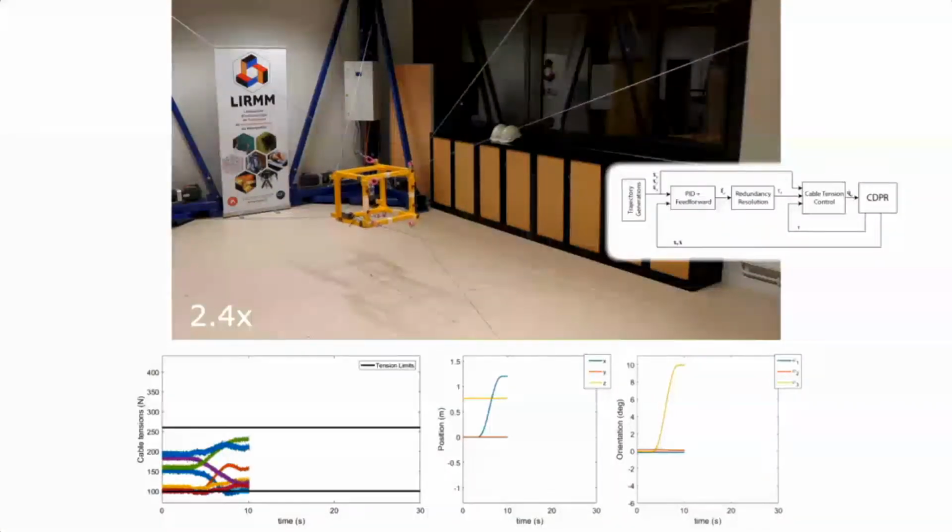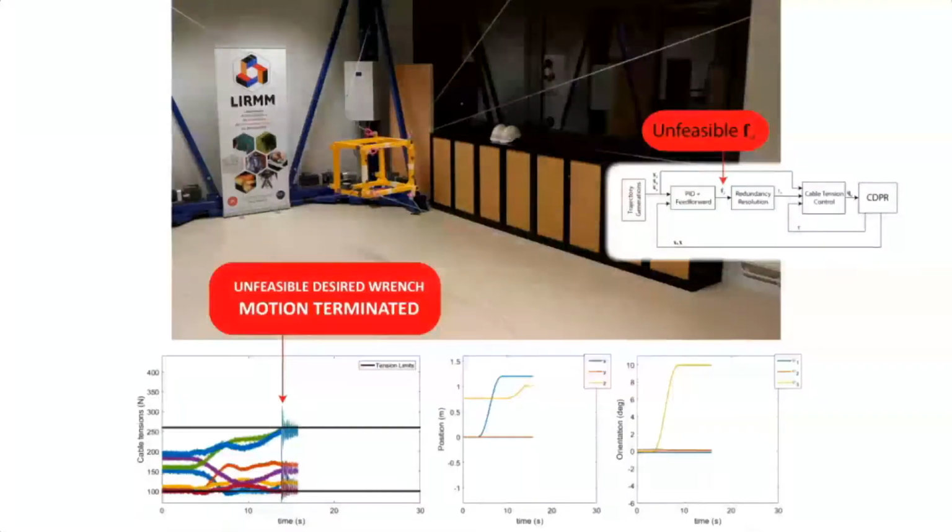Finally, the last scenario is performed with a state-of-the-art control scheme. We can verify that the sudden interruption of the robot operation takes place as discussed earlier.